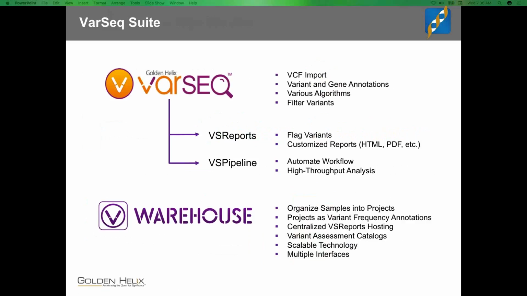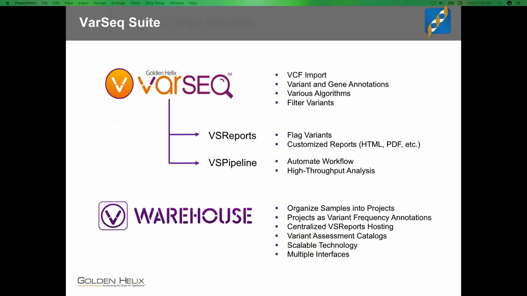And we start with importing of your VCF files from your secondary pipeline. And then we can add variant and gene annotation sources as well as algorithms like PhenoRank to rank your phenotypes based on genes that they may be closely associated with.